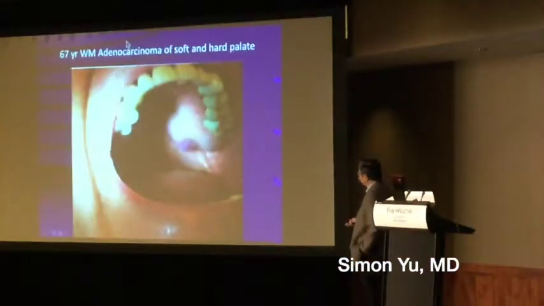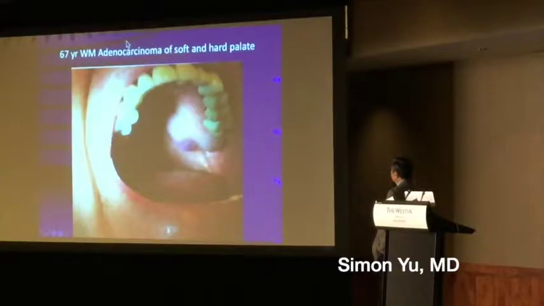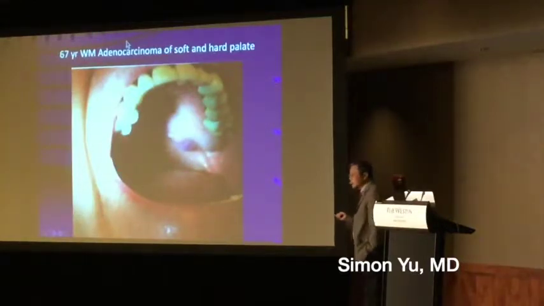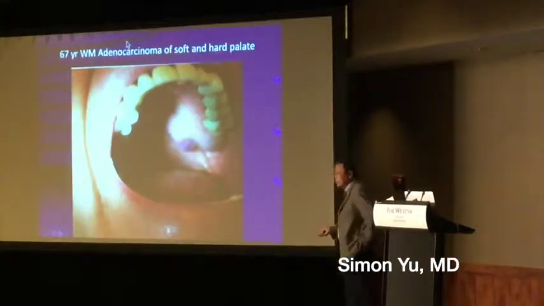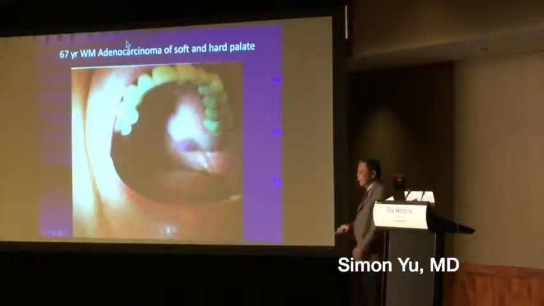Let's start with the case study here. Here's a 67-year-old white man with adenocarcinoma of the soft and hard palate. He's got a mass down here. He saw the dentist, who said, I don't think there's a dental problem, and sent him to the ear, nose, and throat specialist. They ended up getting a biopsy and found out this is a cancer. What you need is half of your face removed, radiation, and chemotherapy. That's the standard recommendation.